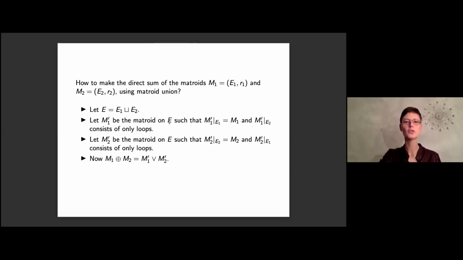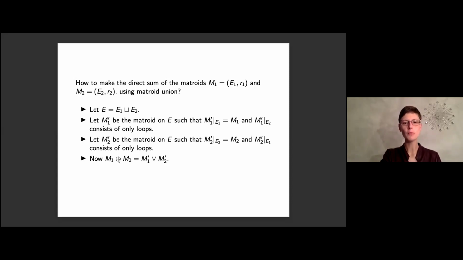So it means I get a matroid that if I restrict it to E1, I just get my first matroid back. And if I restrict it to E2, then I get only loops. And I do this also the other way around for M2. So I get a matroid M2 prime, and it's a matroid also on the big set, such that if I restrict to E2, I get back M2. And if I restrict to E1, I get only loops. I get something of rank 0.